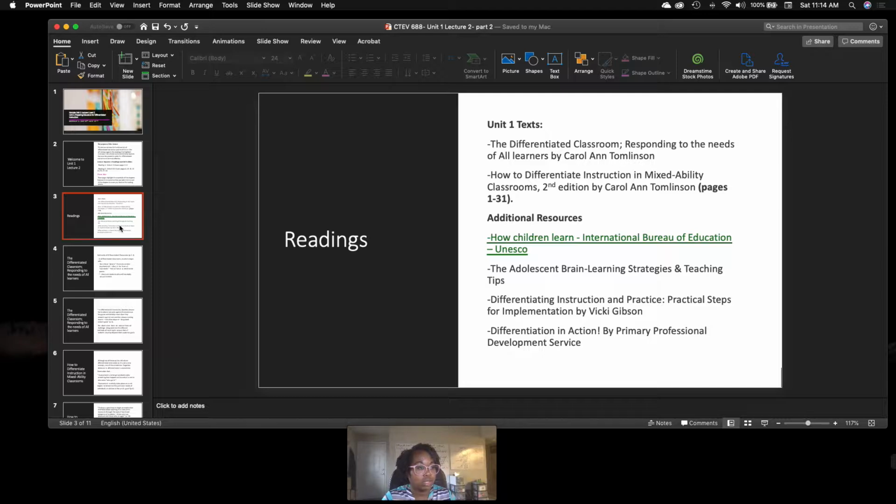Next, Unit 1, text. We have only 2 readings for this week. Reading 1 is the article that I believe was written prior to the book, and it's by the same author. And then reading 2, we go through chapters 1 through 3. So again, some of this is review, some of it is not. Pages 1 through 31 cover chapters 1 through 5.